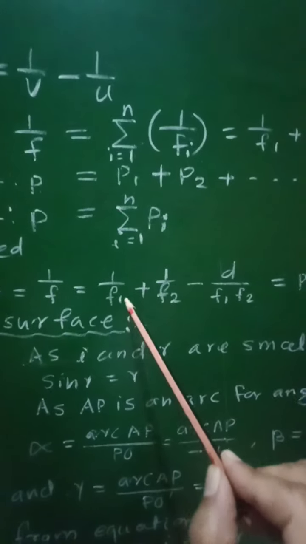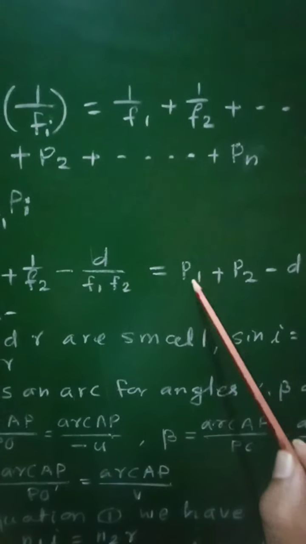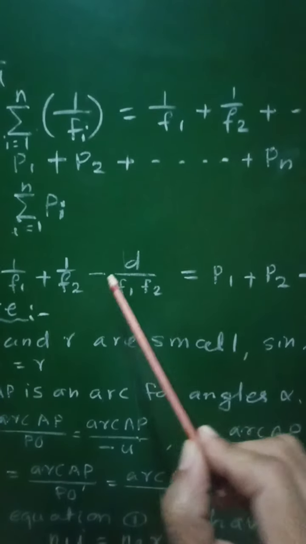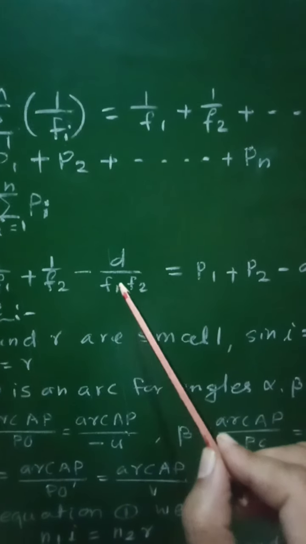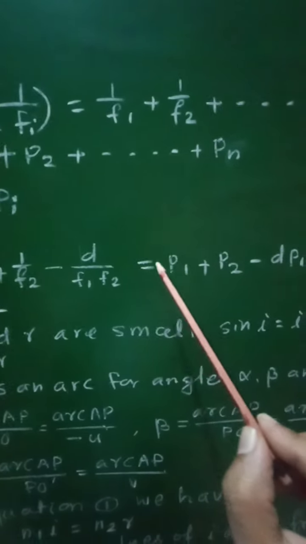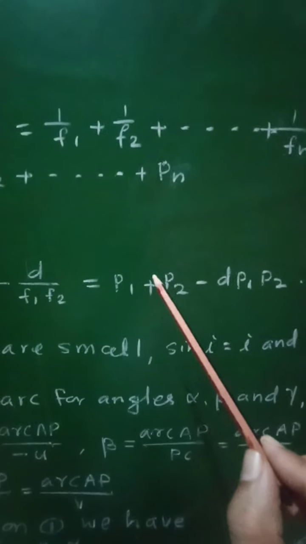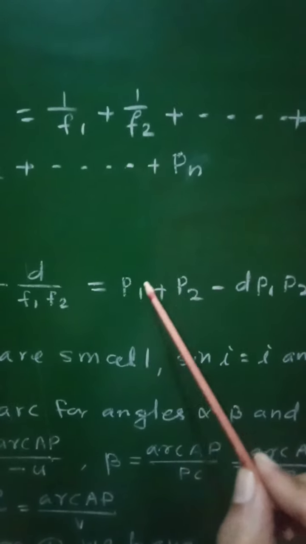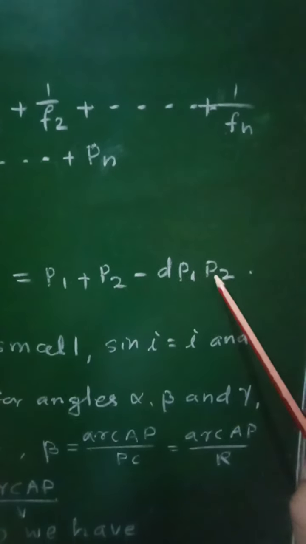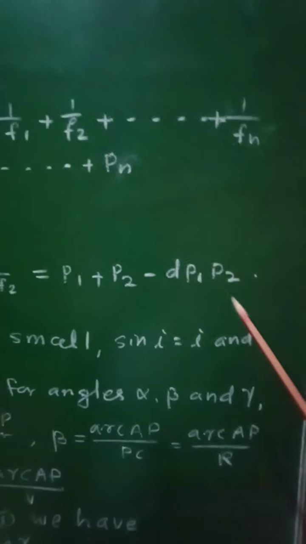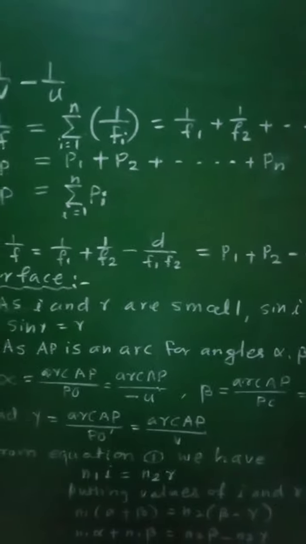This 1 by f1 will be P1, 1 by f2 will be equal to P2, and therefore we can write P1 plus P2 minus d into 1 upon f1 f2. That is, 1 upon f1 f2 will be nothing but P1 P2, and therefore the focal power of the combination of two thin lenses will be P1 plus P2 minus d P1 P2, where d will be the separation between the two lenses in air.